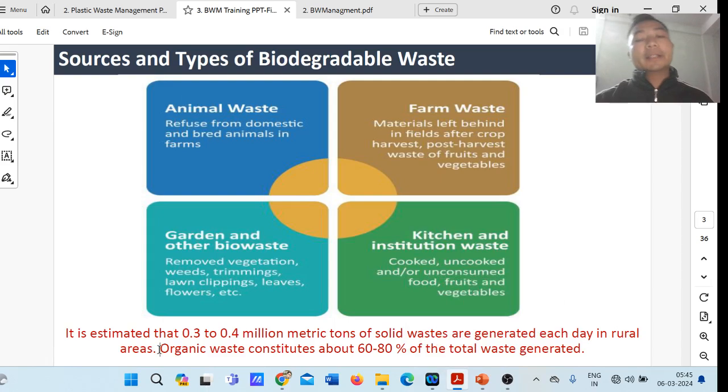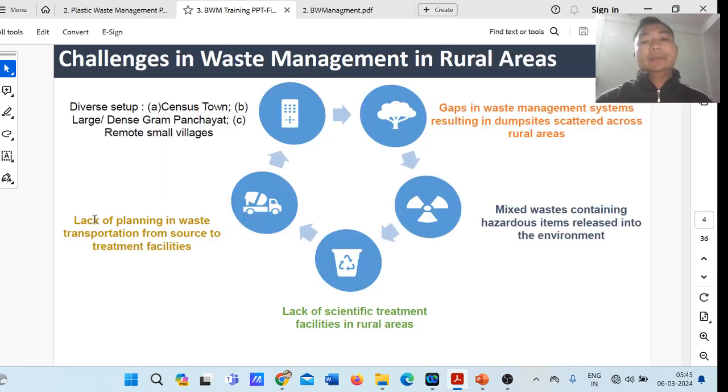Organic waste constitutes about 60 to 80% out of 100. Say you have 100 kg of waste generated, so 60 to 80 kg is mostly organic waste. If it is disposed of in an unsafe manner, the amount of waste generated is more, and the improper disposal of solid waste like biodegradable waste may lead to different environmental impacts and pollution. So these are some of the things that we have to consider.